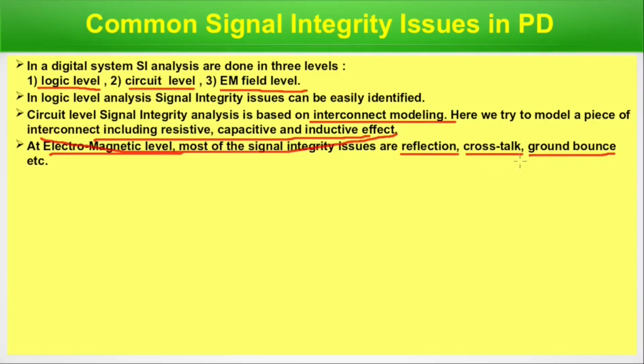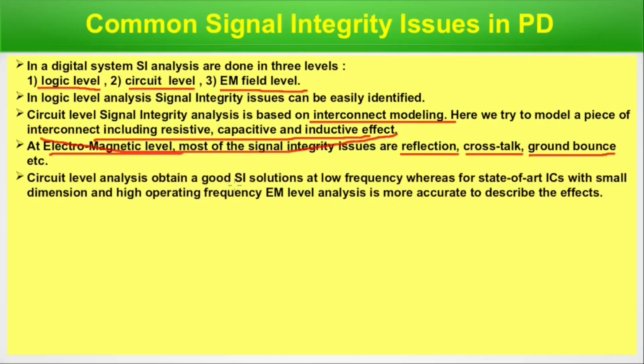This reflection issue, crosstalk issue and ground bounce, these are electromagnetic level issues. Now circuit level analysis obtains a good signal integrity solution at low frequency, whereas for state-of-the-art ICs with small dimension and high operating frequency, EM level analysis is more accurate to describe the effect. Since we have moved to smaller dimension devices, analysis for state-of-the-art ICs operating at high frequency is a little bit tougher compared to the previous generation ICs.